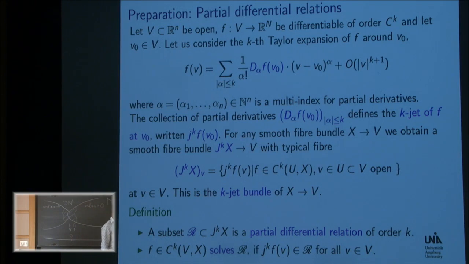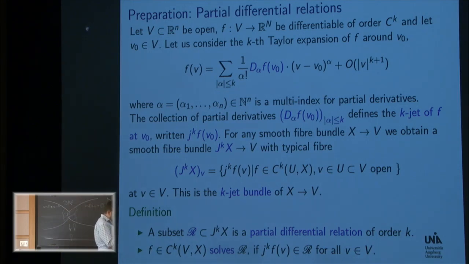I would like to give you an idea how we prove such an approximation statement. And we use a result by Gromov. Actually, it's not proven by Gromov, but stated by Gromov. He calls it the weak flexibility lemma. And it concerns partial differential relations, right? So we are talking about solutions to partial differential relations here.